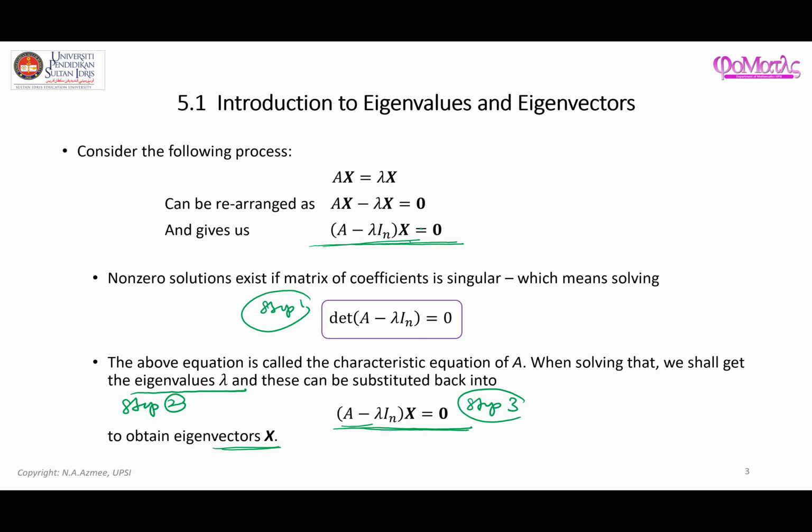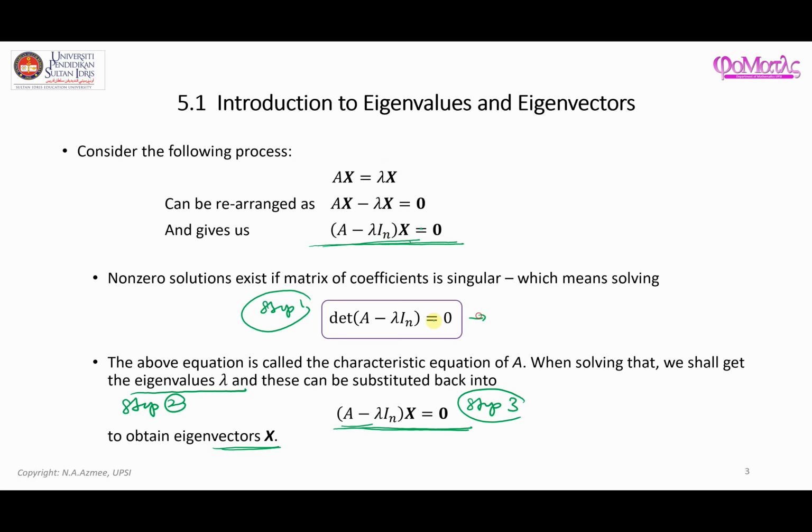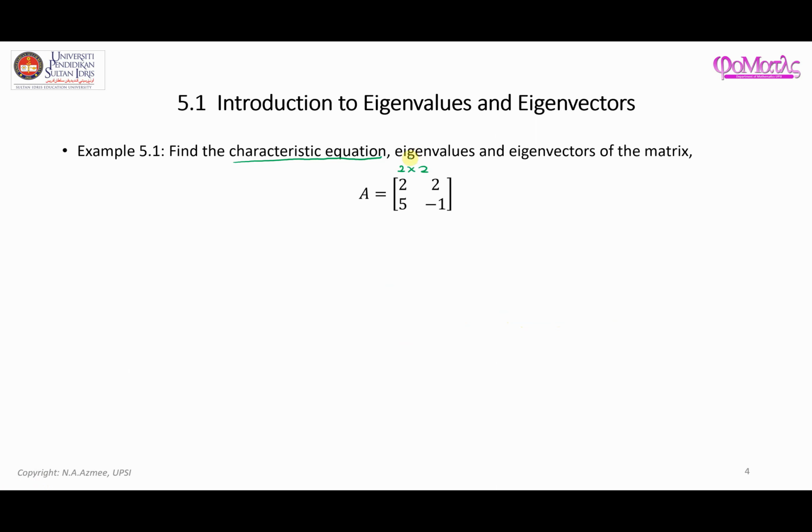Okay, perhaps with examples you are able to see the process clearly, and that's what we're going to do. Here is a simple matrix of 2 by 2. A is our matrix given as such, and you are asked to find the characteristic equation. Remember, what is the characteristic equation? The characteristic equation is this part here. And then you need to find the eigenvalues and eigenvectors of the matrix.